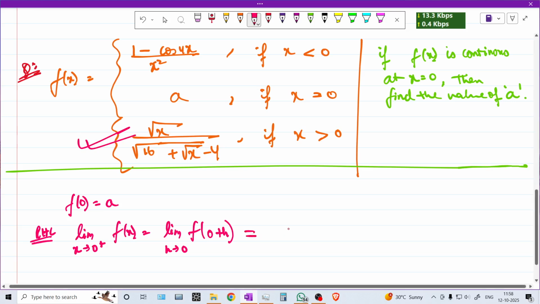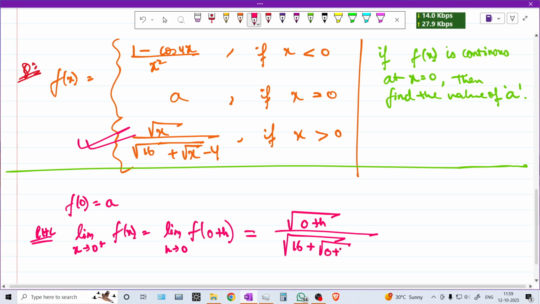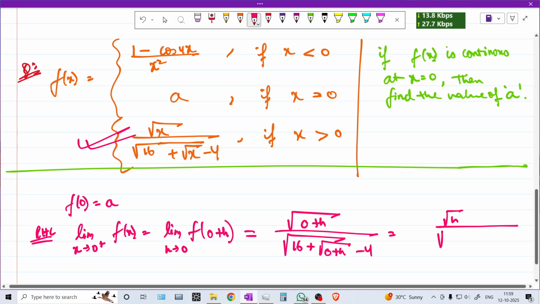So in place of x, it will be replaced with 0 plus h upon root under 16 plus root under 0 plus h. Outside it is given minus 4. So write here minus 4. This when simplified, it will be written in the form of root h upon root under 16 plus root h minus 4, and limit is always h tends to 0.